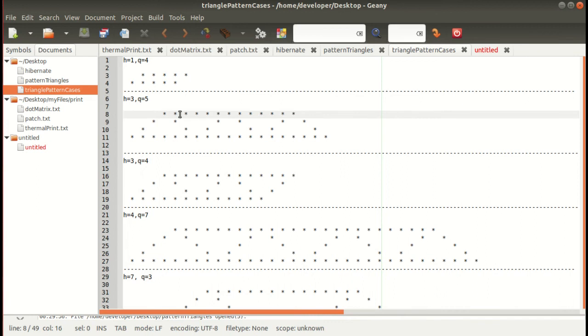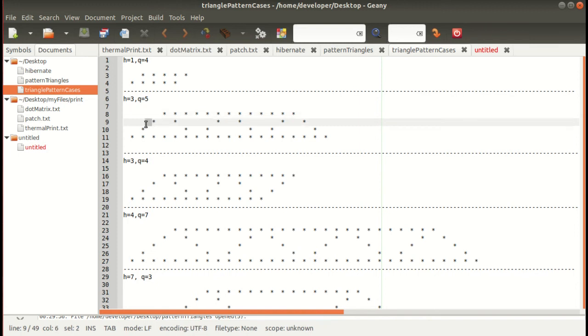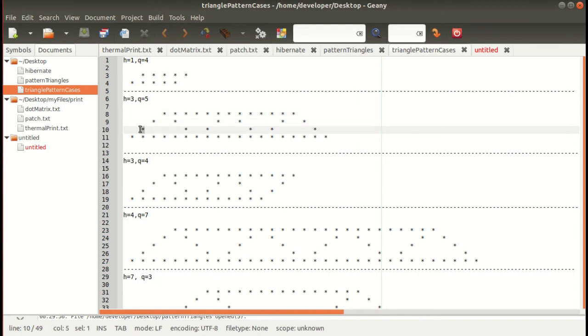In the first line, observe this. The number of spaces here is equal to the number of spaces here, 1 2, and the number of spaces here, 1 2, the number of spaces here, the number of spaces here.